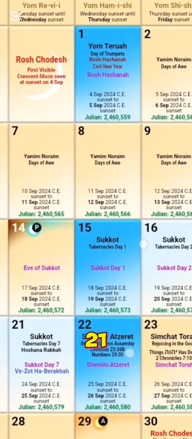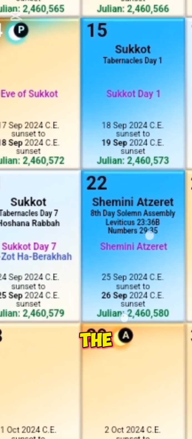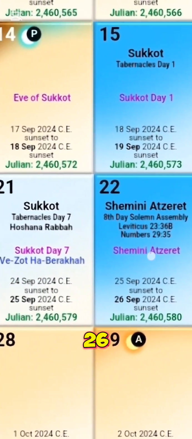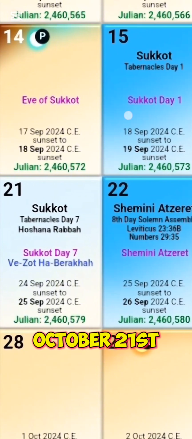Tishri 21, September 26th, right here. The end of the night of September 26th, exactly right here. I've showed it in every video for the past month and a half, September 26th. And we are in a leap year. That means the calendars repeat. So this October 21st, the reason I have October 21st is because it's a leap year.